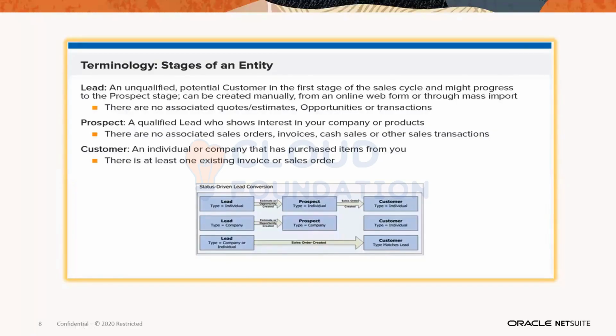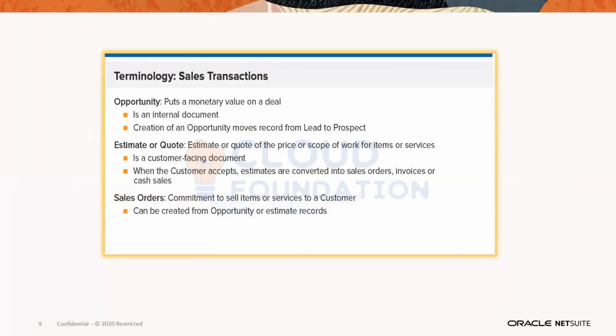So see, your lead can be an individual or a company. If your lead is an individual, then if you create an opportunity against it, the prospect also will be an individual, and with the sales order, the customer also will be an individual. Maybe the company name is not there, but if the company name is there, automatically the company becomes a prospect and the company becomes a customer. So there you go. The opportunity, estimate or quotation, and sales orders are the sales transaction terminology that you have there.